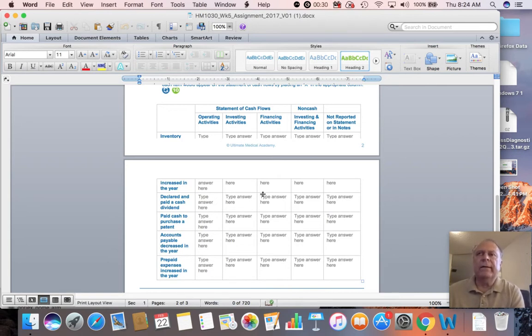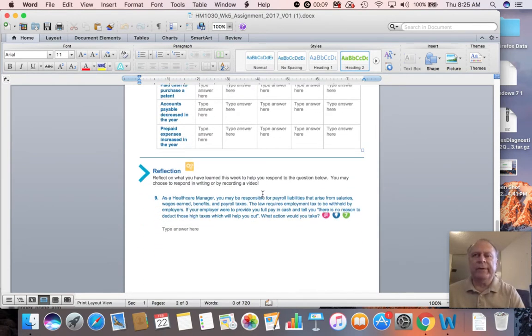So again, you're going to put an X in each row under one and only one column. So it's important to understand which category each of these falls under. And there are examples of cash flow statements in the book. And so if you look at those examples, you can probably figure out which category each goes under.